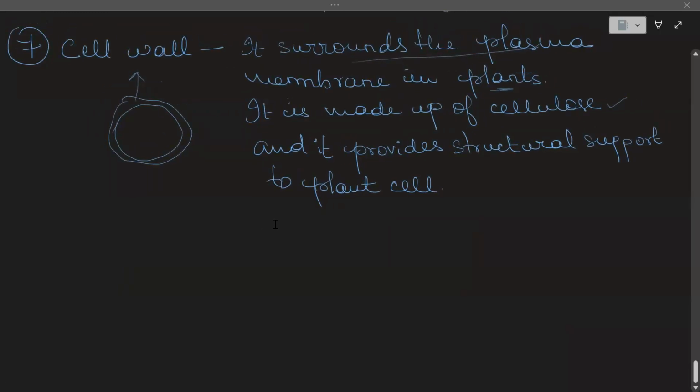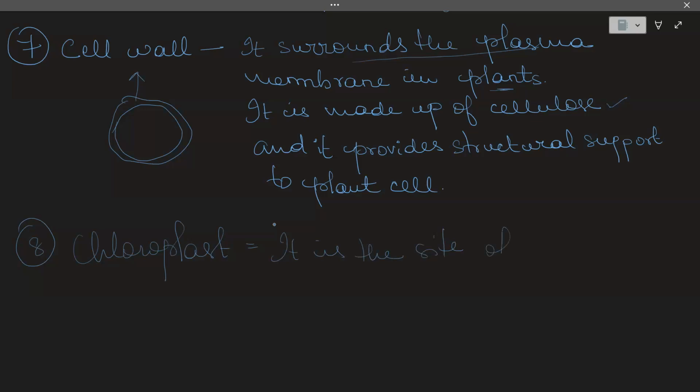All right, there is one more thing. Apart from the cell wall and all of these organelles, there is one thing that is left. That is chloroplast. Chloroplast is the site of photosynthesis. Do you know what photosynthesis means? Yeah, process of plants making food through oxygen and carbon dioxide. Correct. So it is the site of photosynthesis in the plant cells.